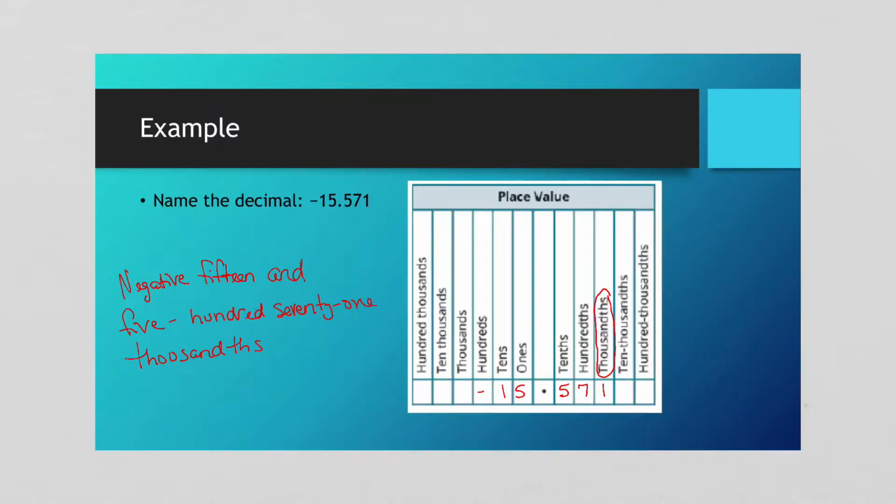And I know that we really want to say "negative 15 and 571 thousandths" with an extra "and" in the middle of the number. That's not correct. Remember, you don't say the "and" except where a decimal is. So negative 15 and 571 thousandths.